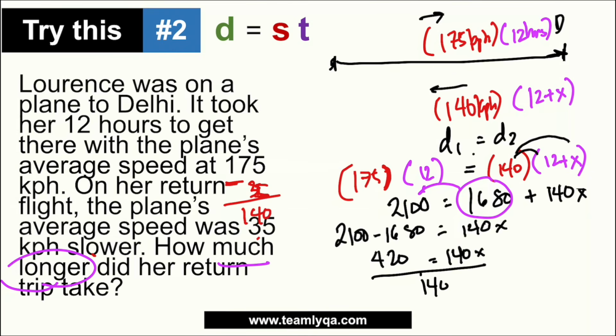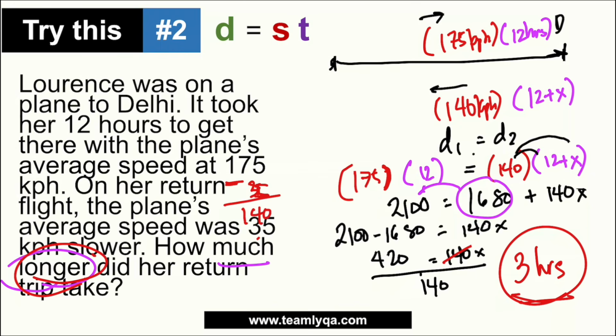Di-divide natin both sides by 140 para makancel natin ito. Ang magiging sagot ay 3 hours. Hindi 3 hours ang buong trip, kundi 15. Kaya lang, dahil ang tanong ay how much longer or gaano katagal yung mas hinaba or mas tinagal, the answer would be 3. Na kung ang naging sagot ninyo ay 15 hours, dahil hindi nyo napansin yung how much longer, please be careful pagdating sa mga actual exam.